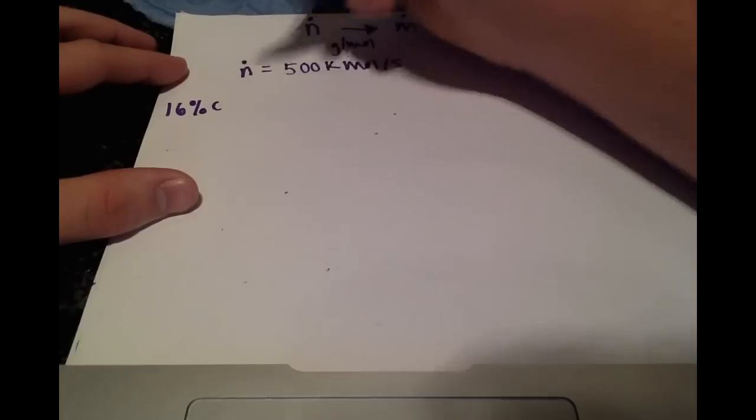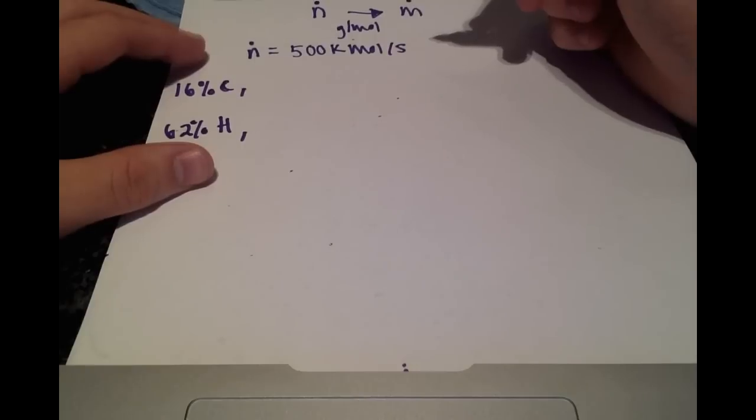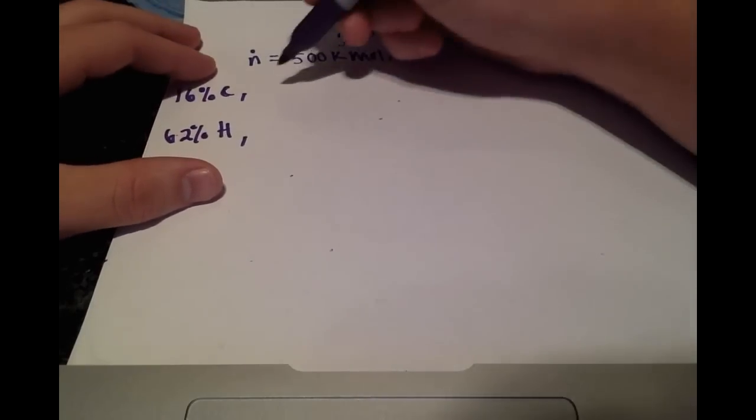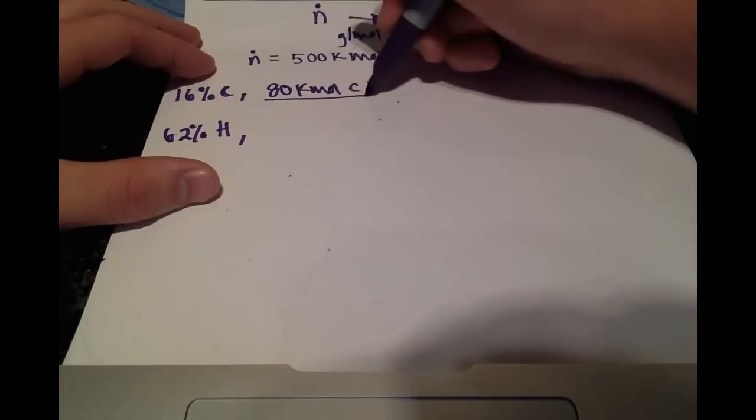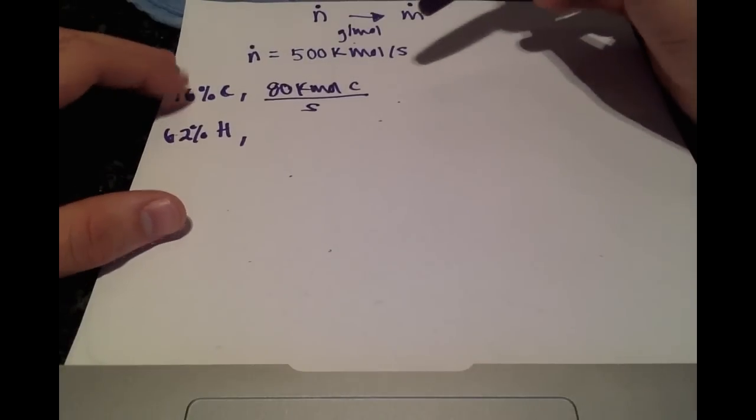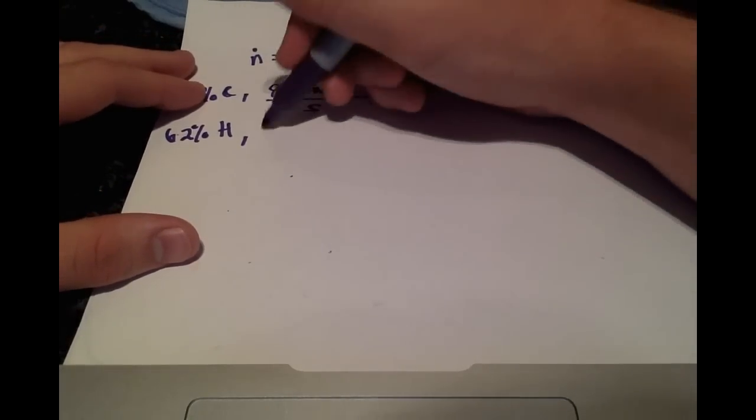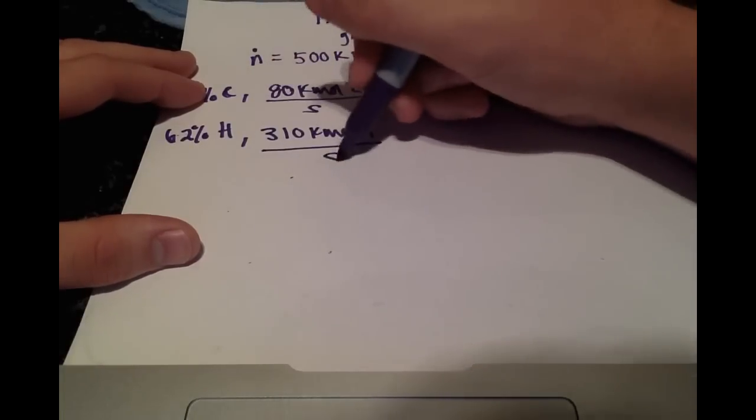We know that the solution is 16% C and 62% H. So with this, we can see that the molar flow rate of component C is 80 kilomoles of C per second, and similarly 62% of 500, that means the molar flow rate of H is 310 kilomoles of H per second.